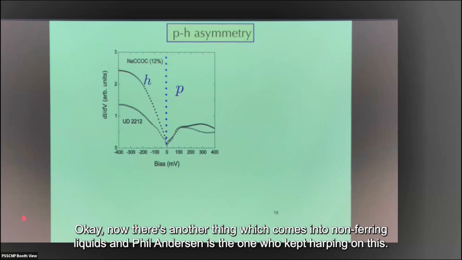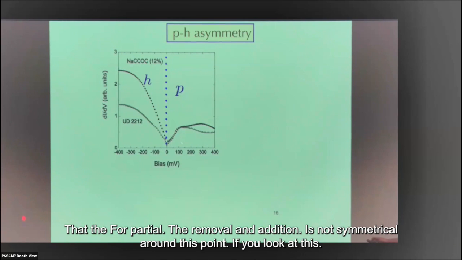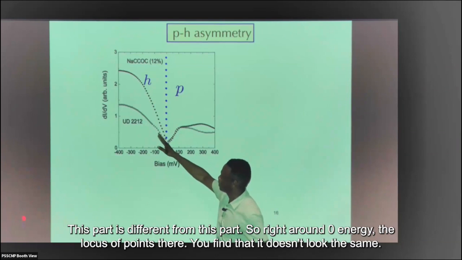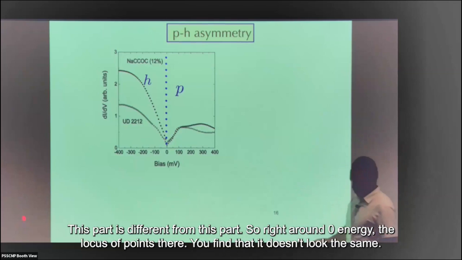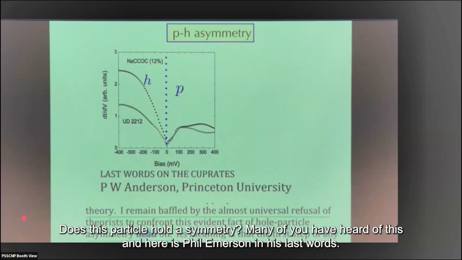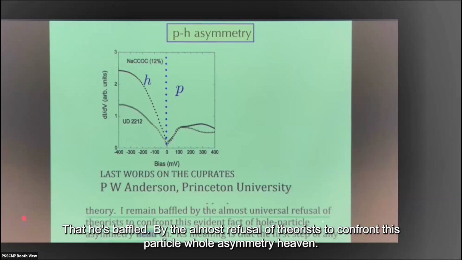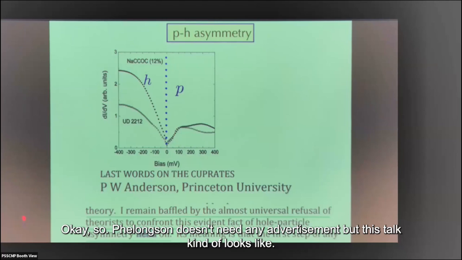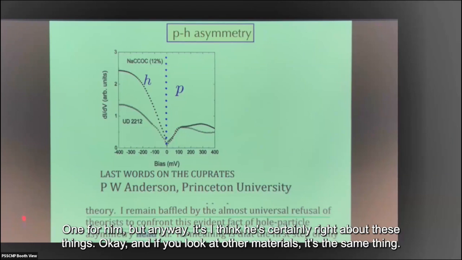Now there's another thing which comes into non-Fermi liquids, and Phil Anderson is the one who kept harping on this, that the spectrum for particle removal and addition is not symmetrical around this point. If you look at this part, it is different from this part. So right around 0 energy, the locus of points there, you find that it doesn't look the same. There's this particle-hole asymmetry. Many of you have heard of this, and here is Phil Anderson in his last words, that he's baffled by the almost refusal of theorists to confront this particle-hole asymmetry head on. Phil Anderson doesn't need any advertisement, but this talk kind of looks like one for him. But anyway, I think he is certainly right about these things.